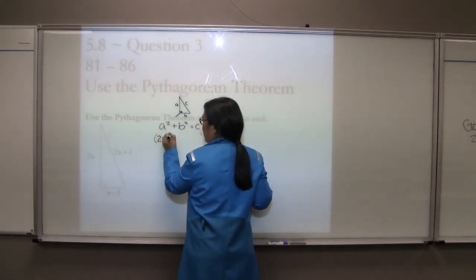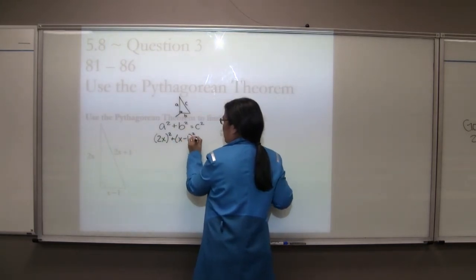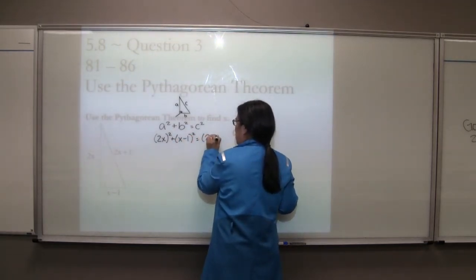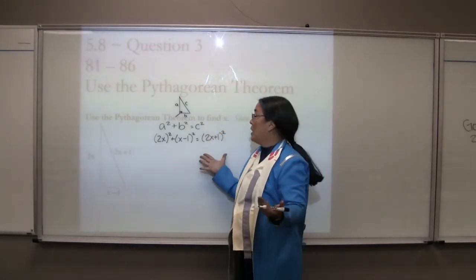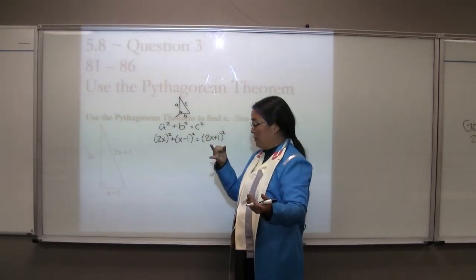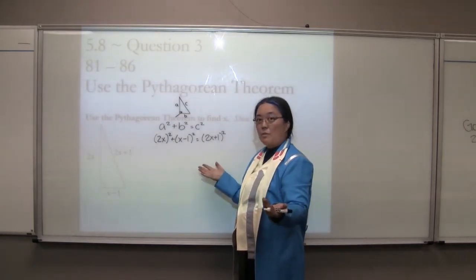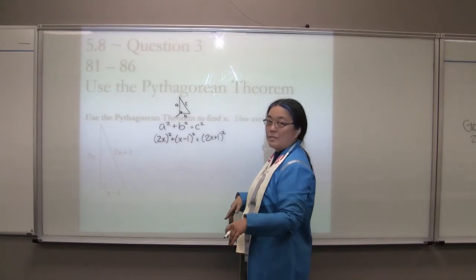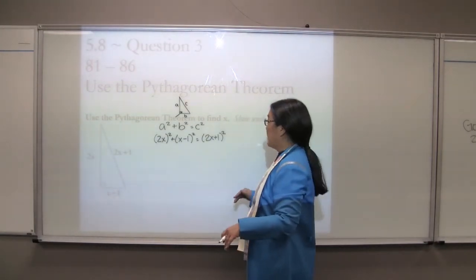(2x)² + (x − 1)² = (2x + 1)². Hey, formula, plug, work, answer. Right there, if you have formula, plug, work, answer, we already have half of the problem done. The rest of it's going to be longer. But I could give you half credit for putting those two things there.